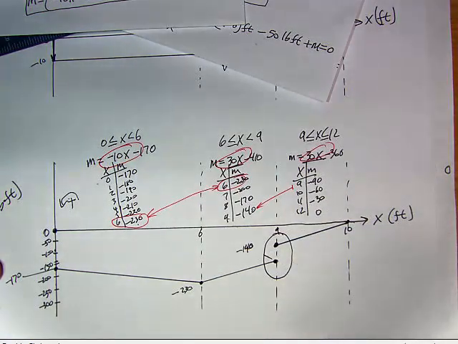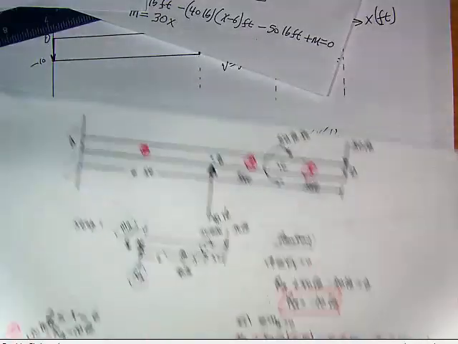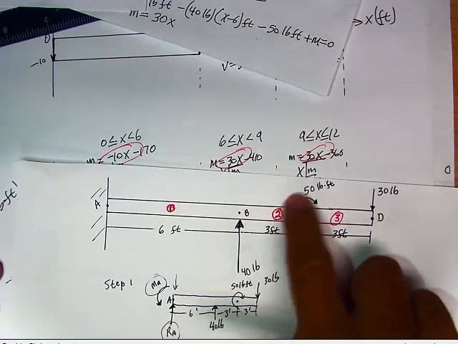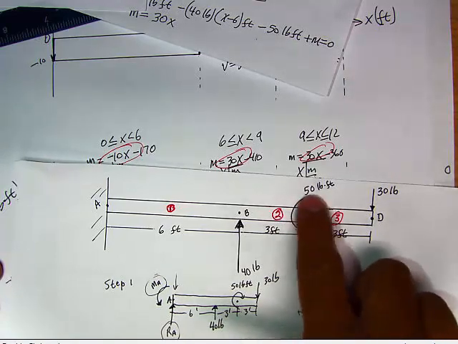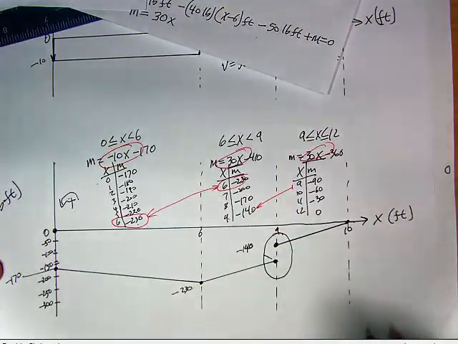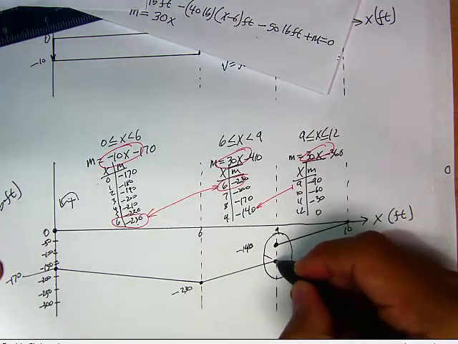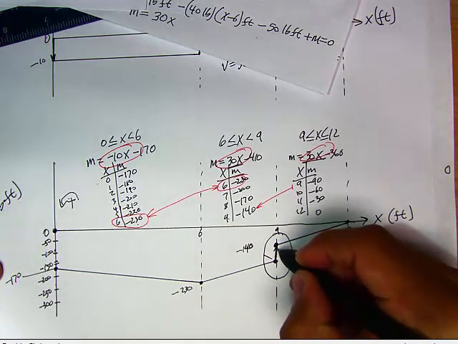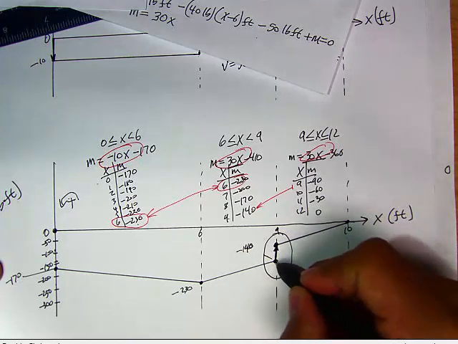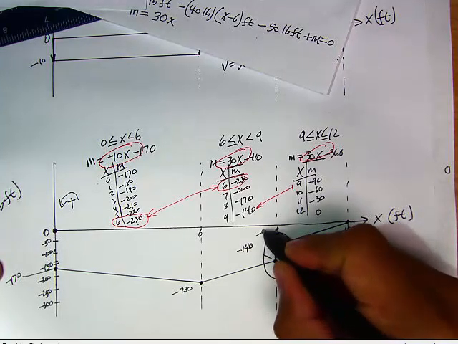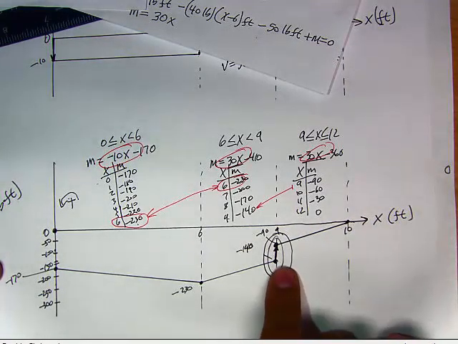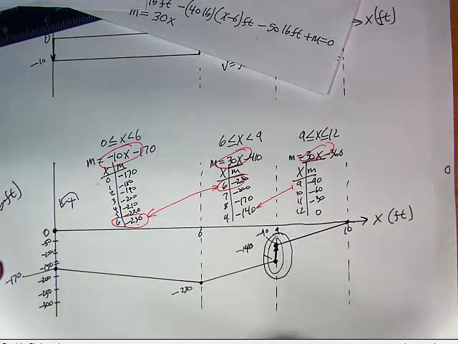This is so important. There's an external moment of 50, which is negative. Clockwise is considered negative to us. So internally it's producing counterclockwise resistance, if you want to call it. So a negative produces positive, and that's why we see this jump going up of 50. So it goes from negative 140 to negative 90. That's the jump that needs to be explained. And those jumps are only produced by those moments.